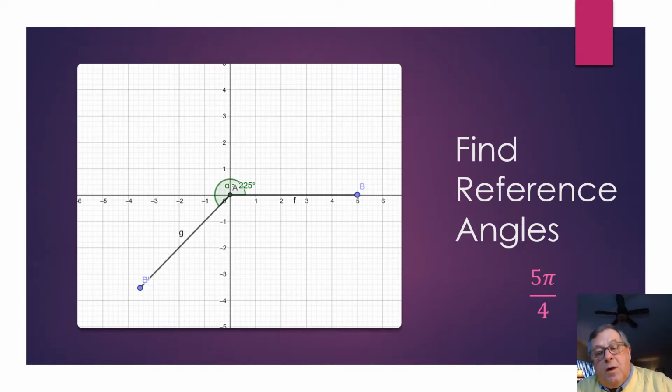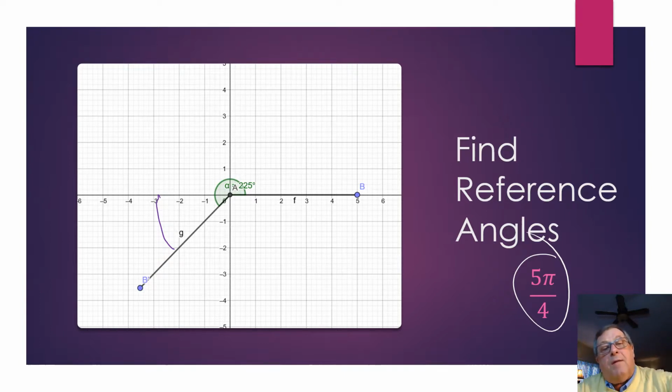In this first one, we're asked to find the reference angle for 5 pi over 4, which I have graphed here. Of course, my program puts it in degree measure, but this is the angle measure, 5 pi over 4. Now, the fact that it's something pi over 4 should tell me that my reference angle is probably going to be 45 degrees, but we're going to do it anyway. So I want to find this angle here from this terminal side back to the x-axis.